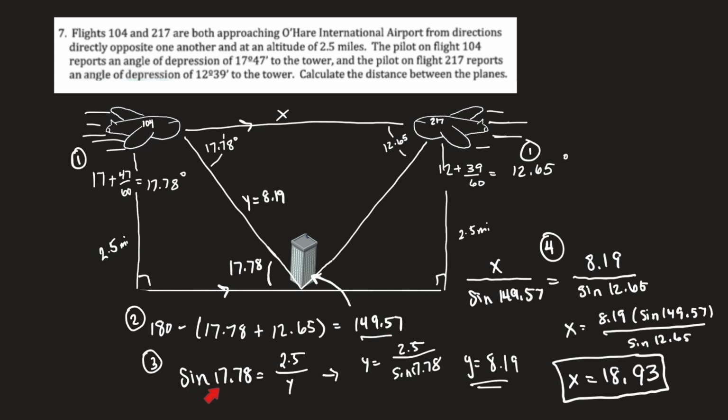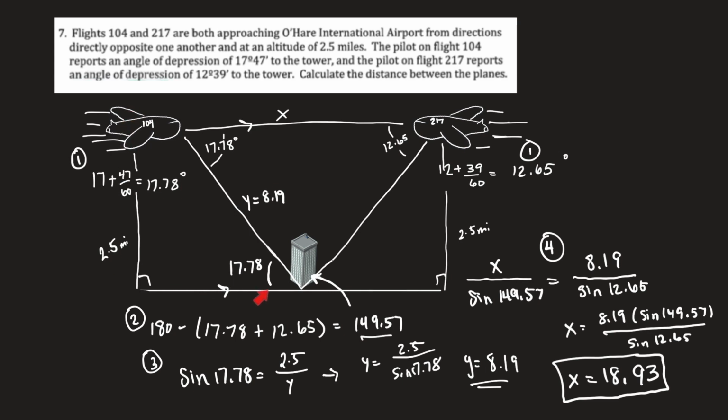The next part would be to take sine. So I'm really looking at this right triangle here. And I'm looking at the sine of 17.78 equals 2.5 over the hypotenuse y. I realize that this line and this line are parallel, so when you draw this line through it, you have alternate interior angles as well. You could also draw this 2.5 in the middle here. That would have been okay as well. I'm going to solve this equation for y, which gives me 8.19. That becomes my y value here.